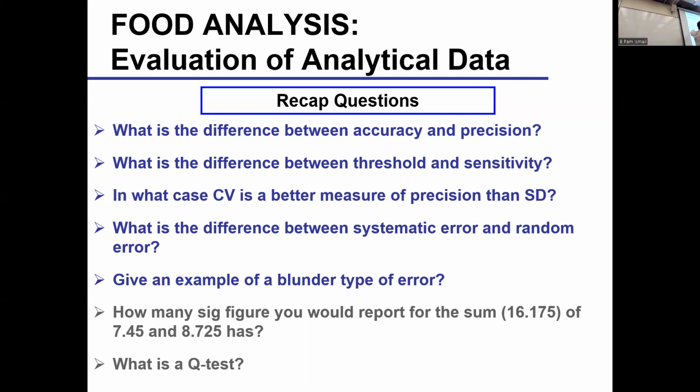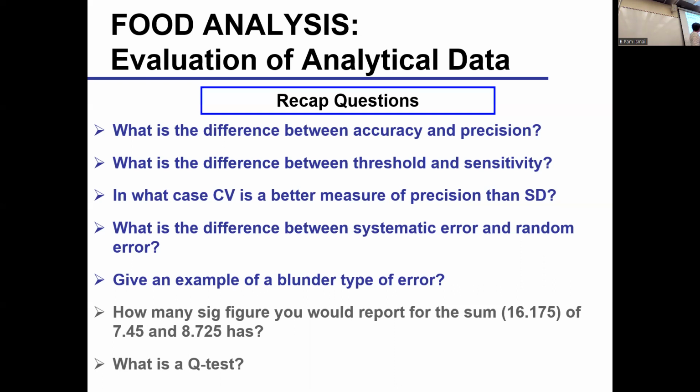So in what case is CV a better measure of precision than standard deviation? We just answered that: when we have different sizes of means that vary in how big or small they are, we correct for the mean using the coefficient of variation.